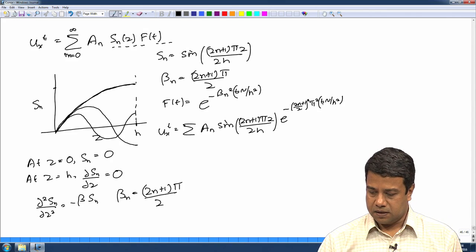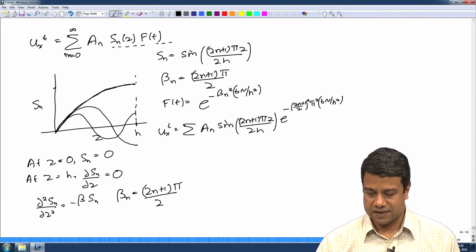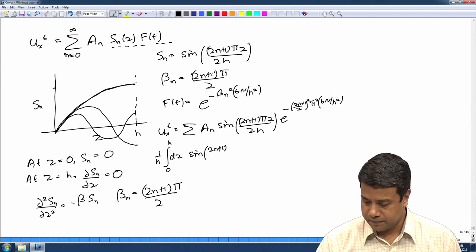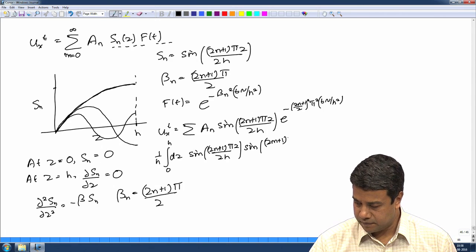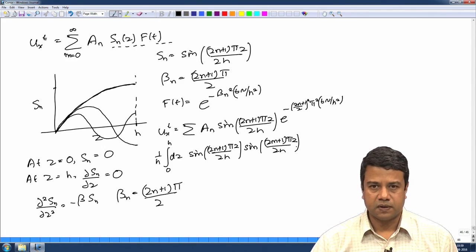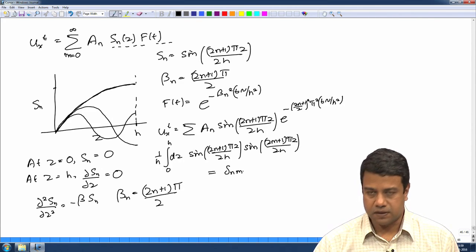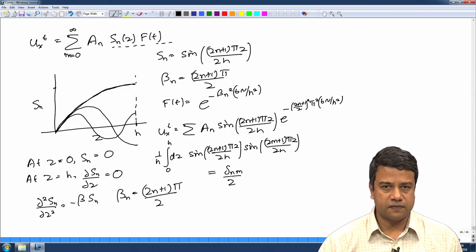And these coefficients I will determine from the orthogonality relations. The orthogonality relations for this is also the same, integral 0 to h dz, I should take 1 over h sine, this is non-zero only if n is equal to m. It is equal to delta n m by 2, it is half if n is equal to m, and it is 0 if n is not equal to m.